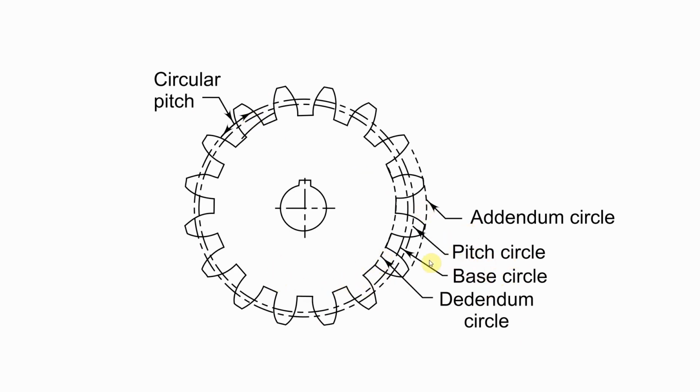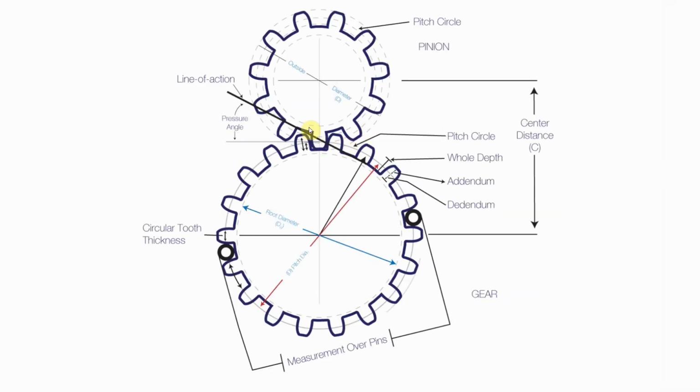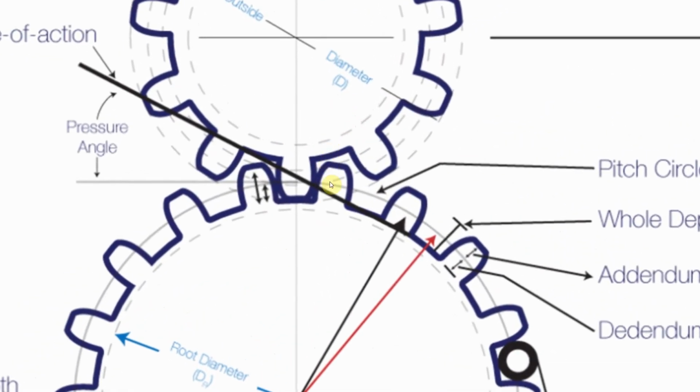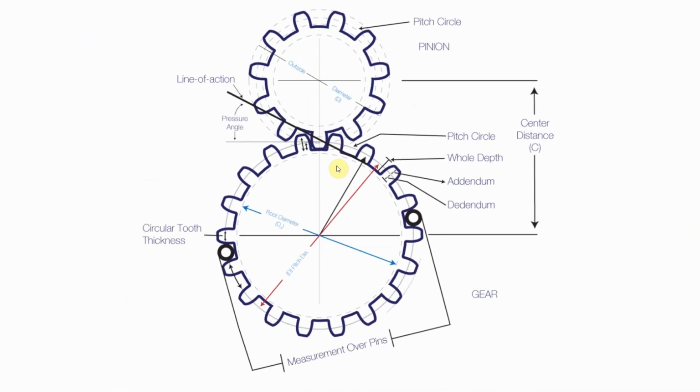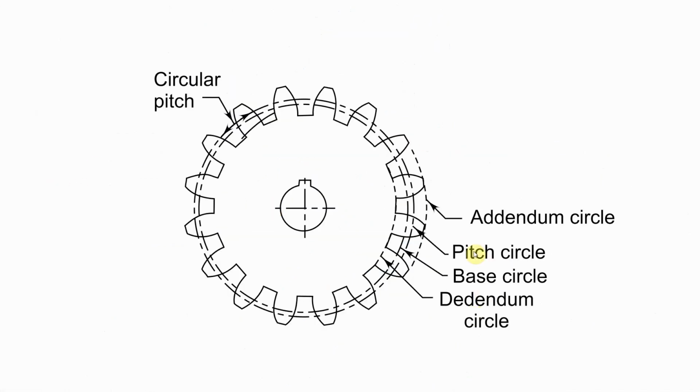Now in order to explain pitch circle, let's look at this diagram. This is the pinion gear, this is the driven gear. Okay, let's look here closely. The tooth of the pinion gear will strike the tooth of the driven gear at this point, and it is a point contact or line contact. Alright. The locus of all these points is called pitch circle. You can see this circle here. It says pitch circle. Okay, that is what pitch circle is.